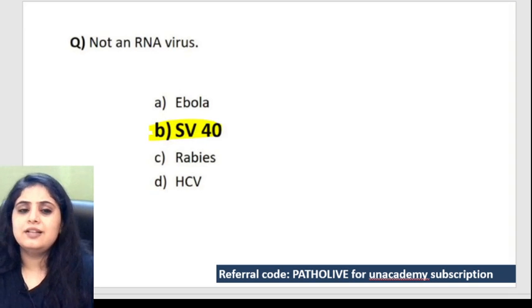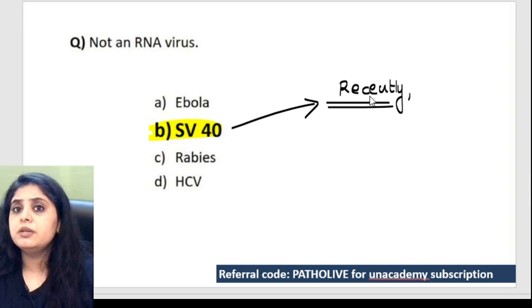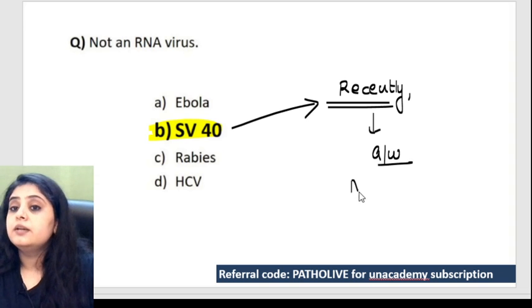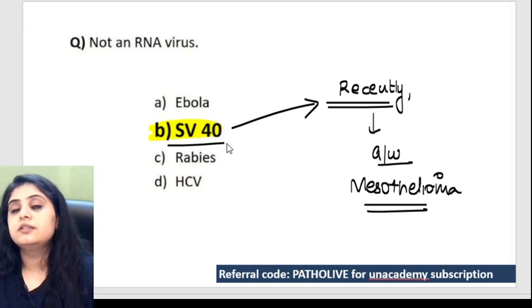Now guys, I'll be teaching you the entire classification, nothing to worry, but please tell me one thing. SV40 has recently been associated with a particular lung tumor. What lung tumor is it? Lung or maybe a pleural tumor. Recently it has been associated with mesothelioma. This is a recent update and I've taught you under pathology. So SV40, mesothelioma. Remember this for the exam. And this is definitely a DNA virus.